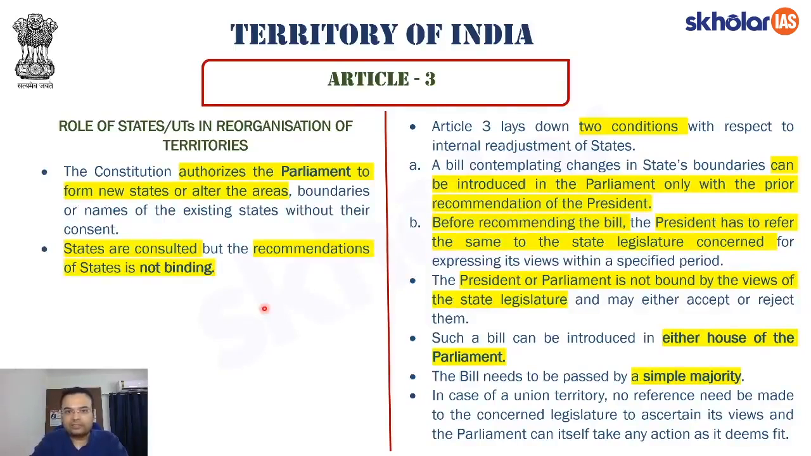Essentially what we are trying to say is that under Article 3, Parliament has the power to change the boundary of any state, to merge two states into one, to break one state into two, anything that it seeks to do with respect to creation of a new state or destruction of a state.